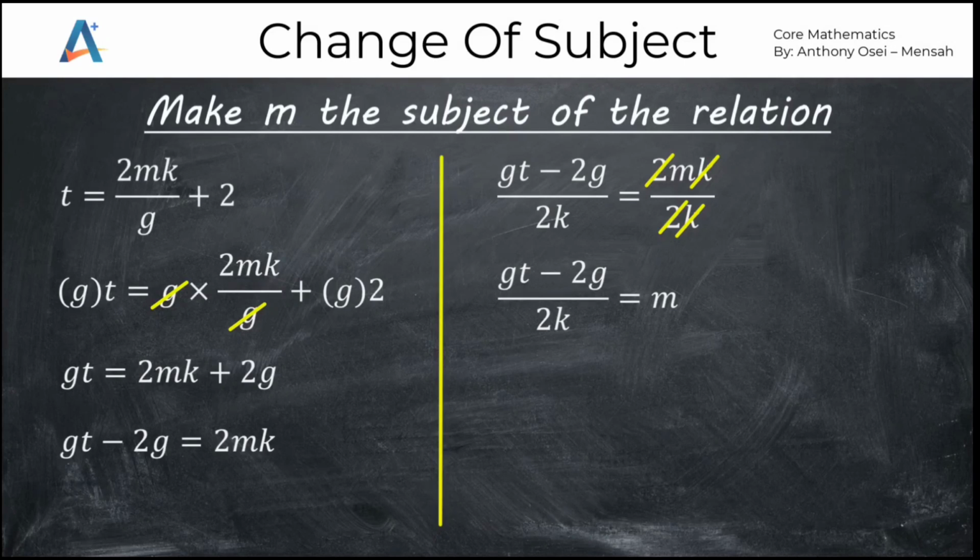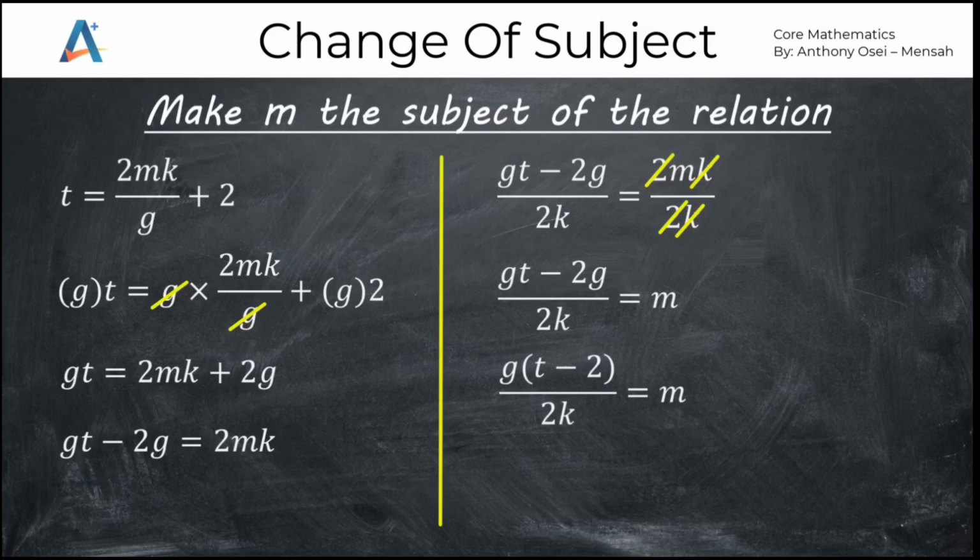Now, most of the time, students want to leave the answer this way, but we can further simplify. You see that we have j here, so we can factorize j out. So let me use that one. I'll factorize j out at the numerator. j will be factorized out to give us t minus 2. That means j will cancel the j to remain with t minus 2. So j times t minus 2 all over 2k is equal to m.